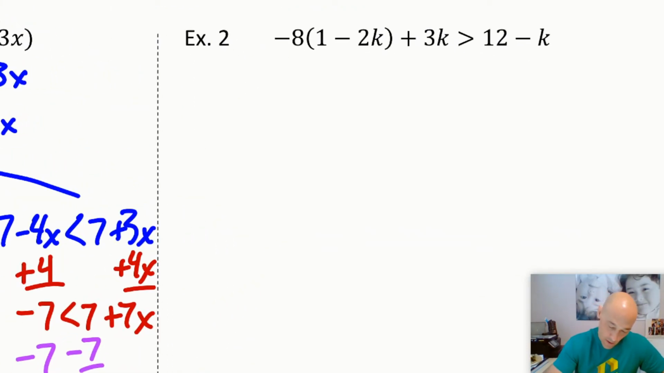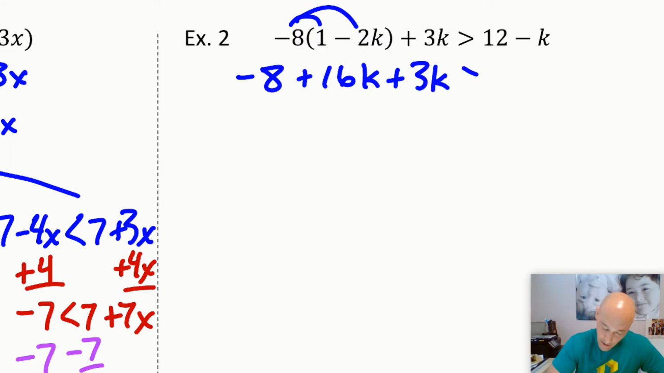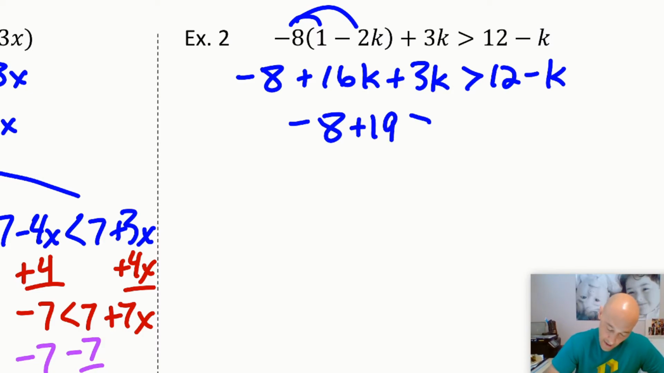All right, here we're going to distribute. We have negative 8 plus 16k plus 3k is greater than 12 minus k. I'm going to combine my terms to get a 19k on the left is greater than 12 minus k. Sorry about that, this is 19k. Now I'm going to split this. I'm going to do it two ways again.